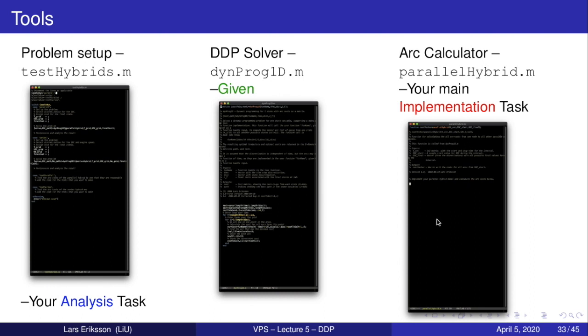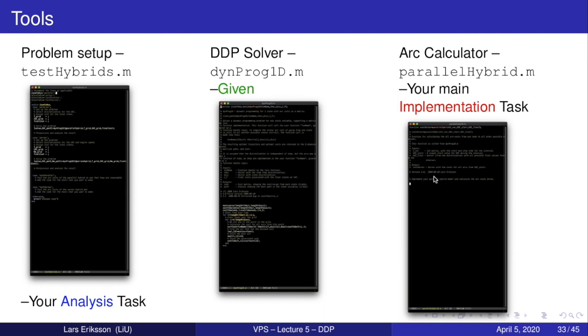So your task will be to implement this function that calculates the arc bundles and returns the arc bundle costs to this one. And this one will keep track and build up the solution. So if you go here, you will fill this in to set up the problem, set up what cycle to test, and then you will call, shall we look at the parallel hybrid or shall we look at the series hybrid? Depending on if it's a parallel hybrid, you call dynamic programming 1D, and if it's a serial hybrid, you call dynamic programming 2D.